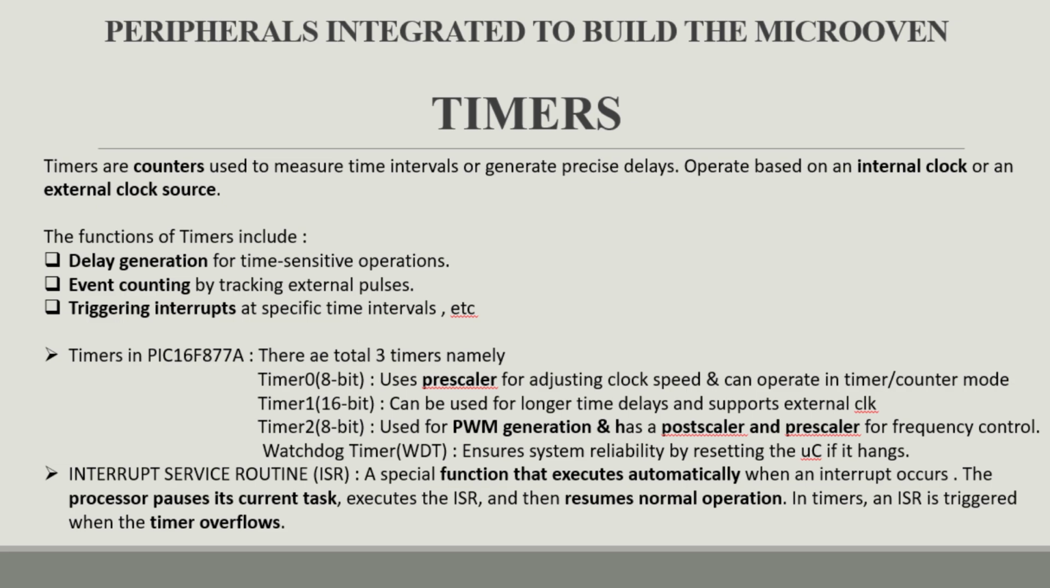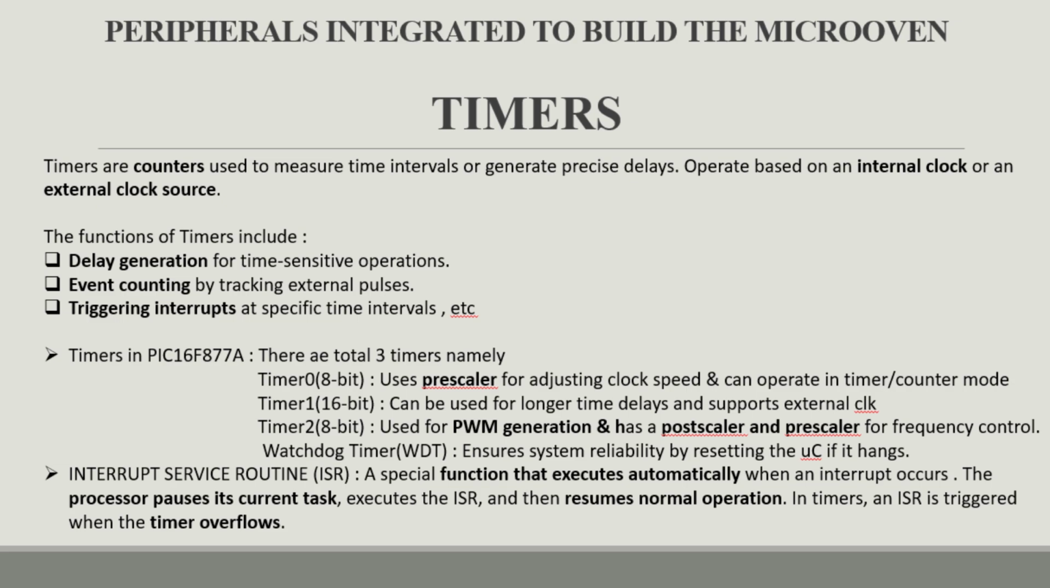Moving ahead to the next important peripheral, which is the timer. Timers are counters used in embedded systems to measure time intervals or generate precise delays. They can operate using either an internal clock or may require an external clock source. The basic functions of timers are delay generation, which is used for time sensitive operations like setting time delays, event counting, which tracks external pulses to count events, and interrupt triggering, which generates interrupts at specific time intervals for periodic tasks. The timers we'll be discussing are those of the PIC16F877A microcontroller, as it is the concerned microcontroller for our microwave oven project.